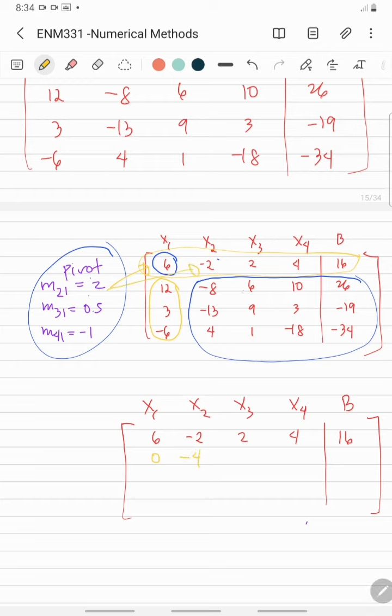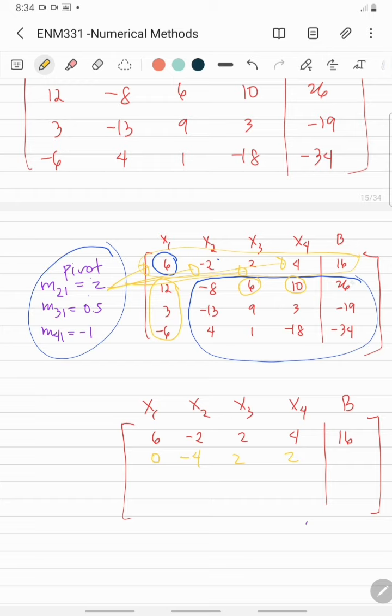Okay, then we have 6. Okay, 6 minus 2 times 4, okay, we have positive 2. Then for 10 minus 2 times 4, okay, we have positive 2.